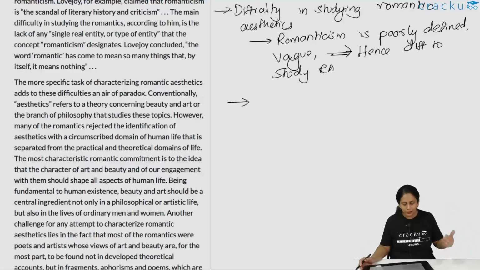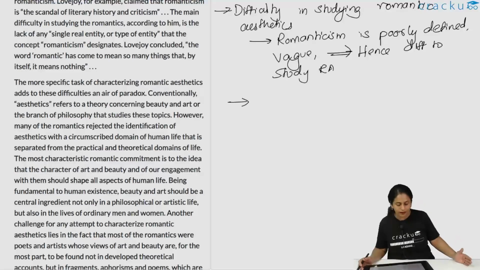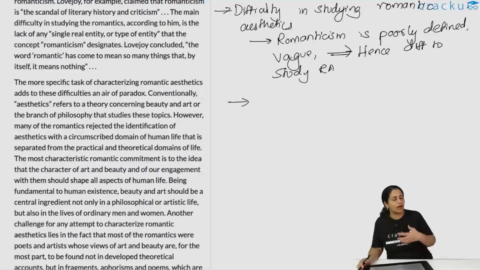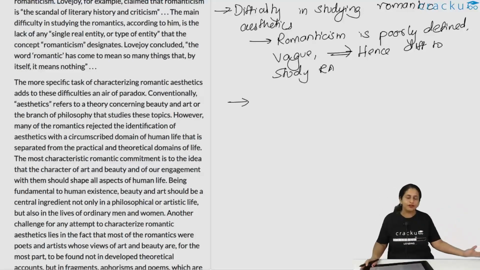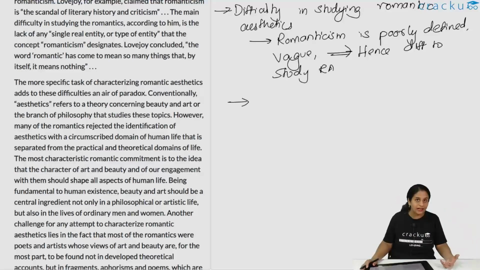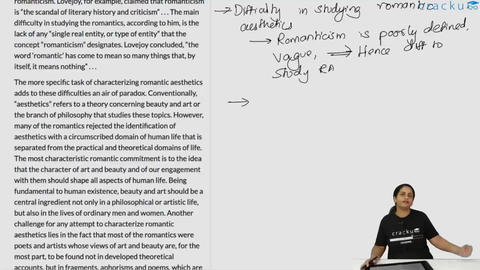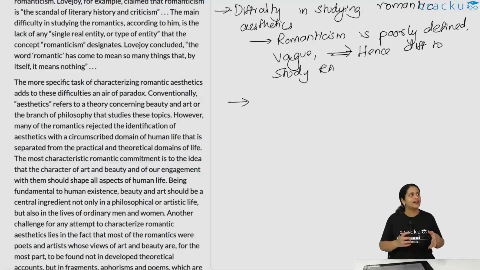Being fundamental to human existence, beauty and art should be a central ingredient not only in philosophical or artistic life, but also in the lives of ordinary men and women. So this is what they believe in, that it is central to your life. Ordinary men and women should actually aspire for aesthetics. They should aspire for beauty and art. It's not as if only certain people should pursue beauty and art. Everybody, ordinary people, should have beauty and art in their lives. So it is a core belief of romanticism. So how do you have romantic aesthetics where you actually separate aestheticism from ordinary life?